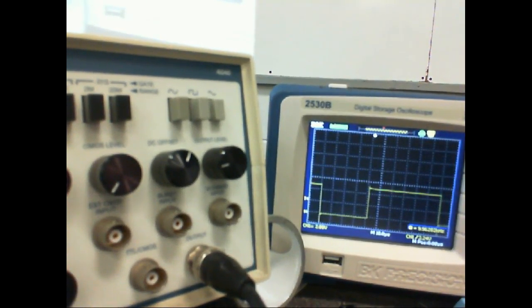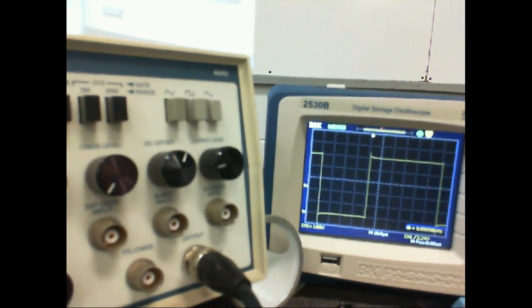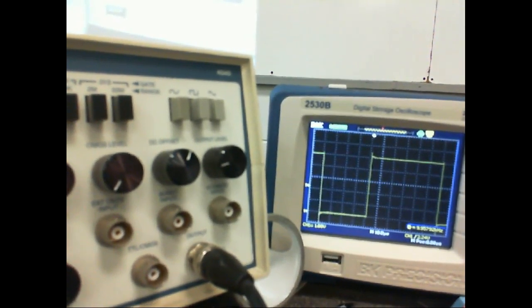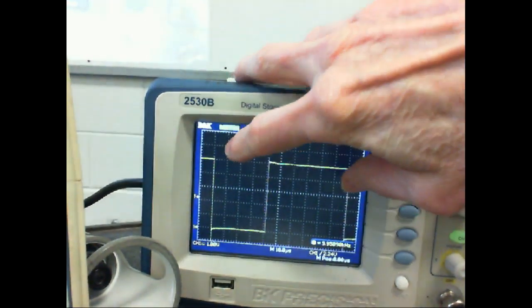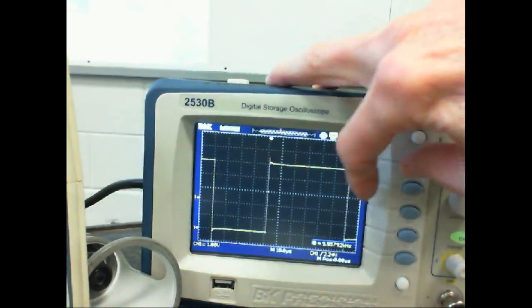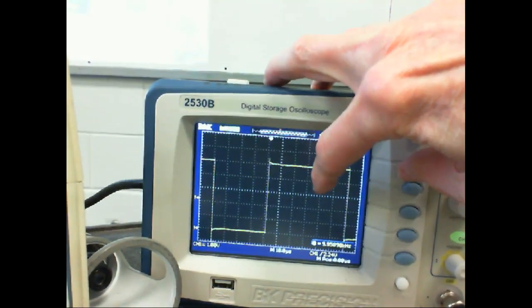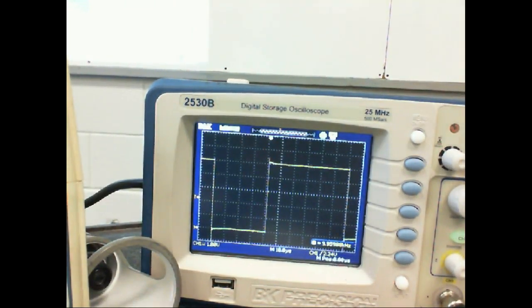I need to have this set up 1 volt per division. This guy doesn't put out a square wave. It puts out, looks like that's 10 divisions, 1, 2, 3, 4, 5, 6, about a 60% duty cycle.